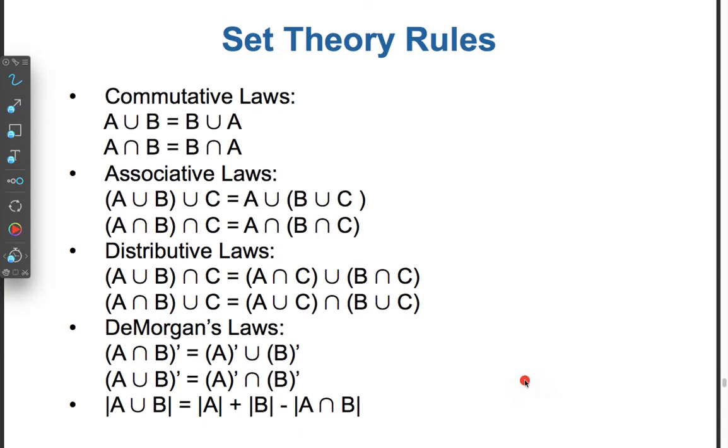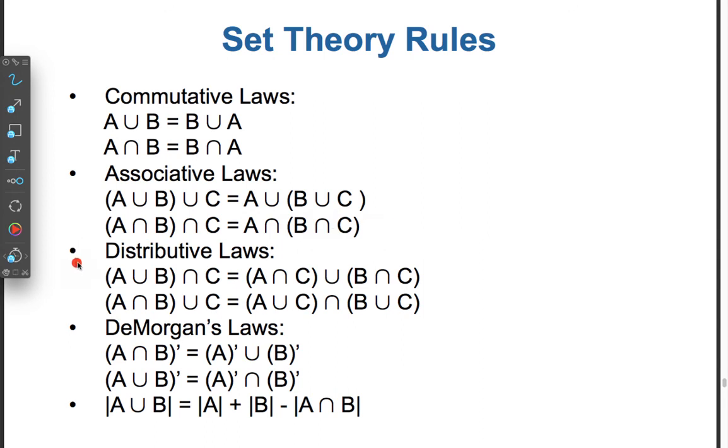Now see here some basic set theory rules. First, the commutative laws: A union B is equal to B union A, and A intersection B is equal to B intersection A. Associative law: (A union B) union C is equal to A union (B union C), and (A intersection B) intersection C is equal to A intersection (B intersection C).